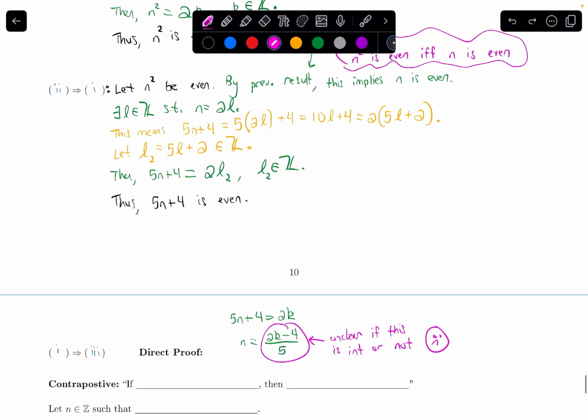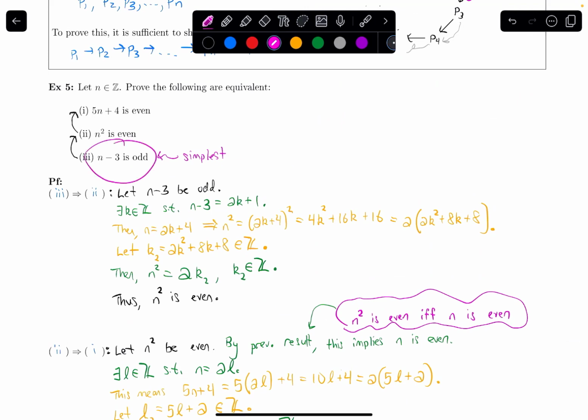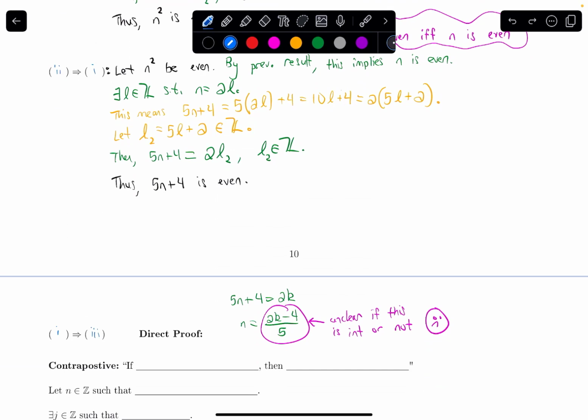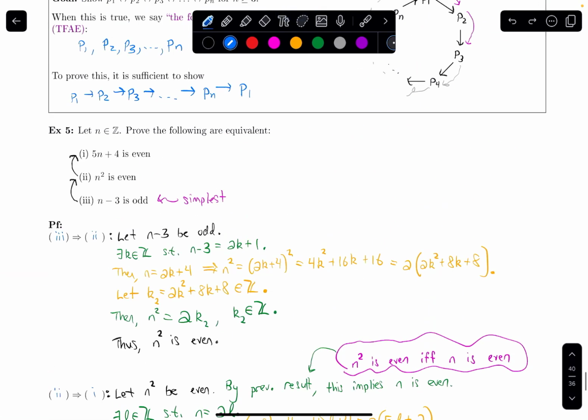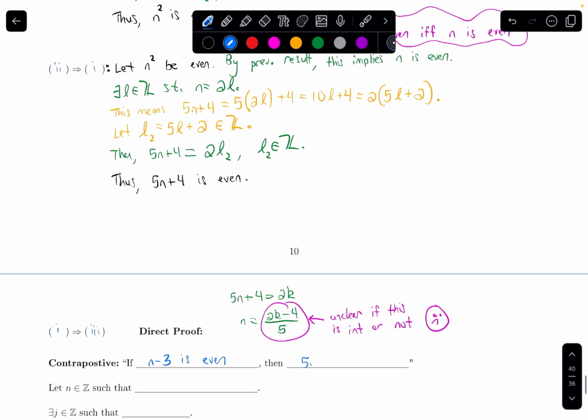In a contrapositive, I would assume that the conclusion, which is 3, is false. I would assume this conclusion is false. So I'm going to assume that if n minus 3 is even, then the hypothesis is false. So part 1 that I'm assuming to start off with is that 5n plus 4 is odd. So that's my contrapositive. Let's try to show this instead.